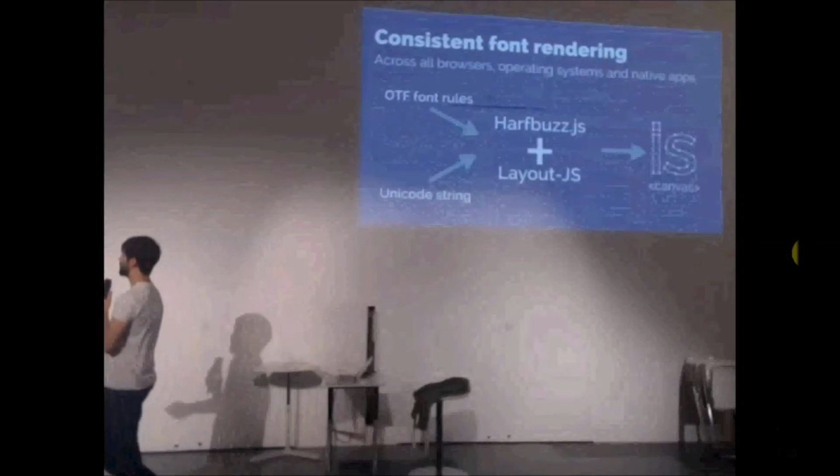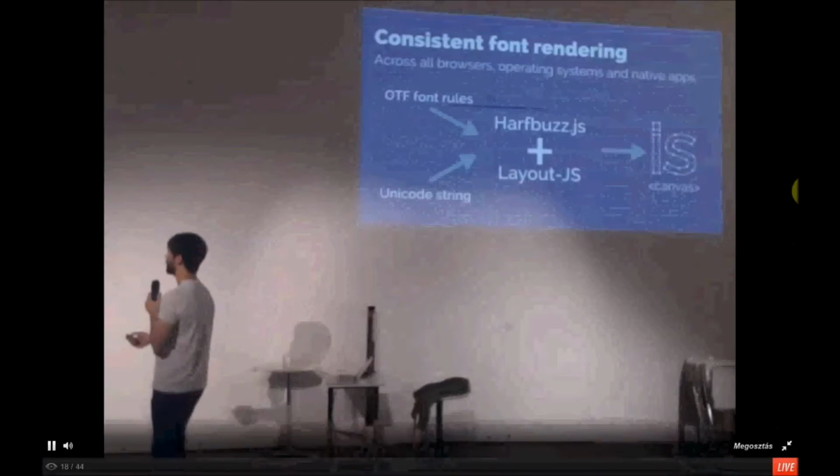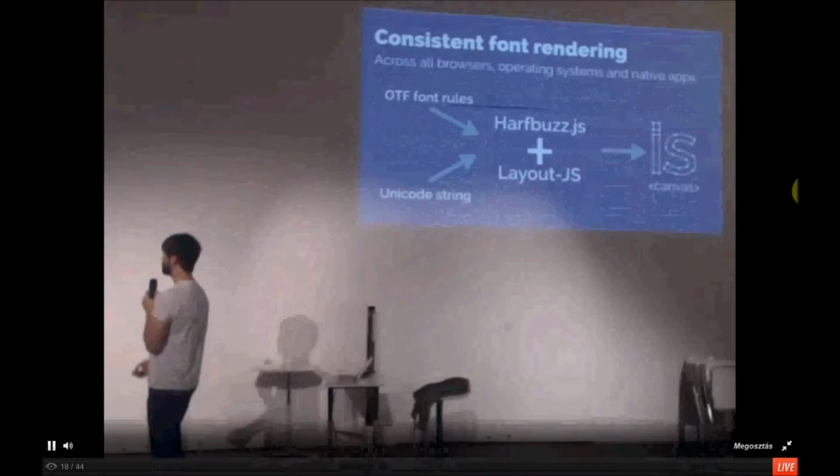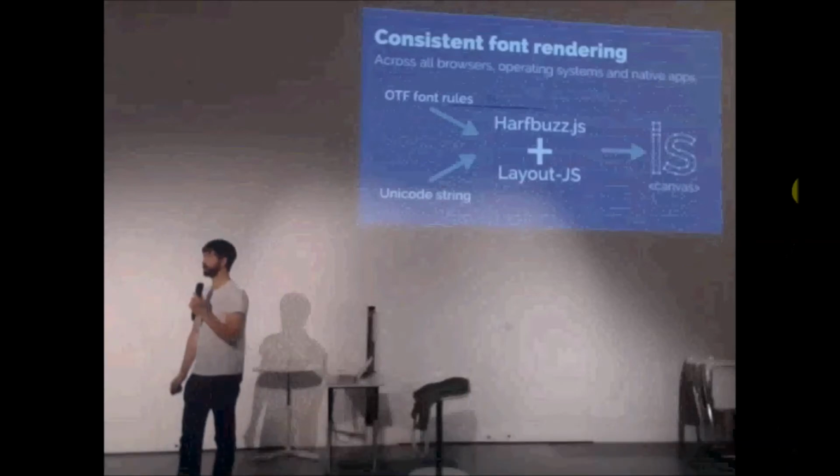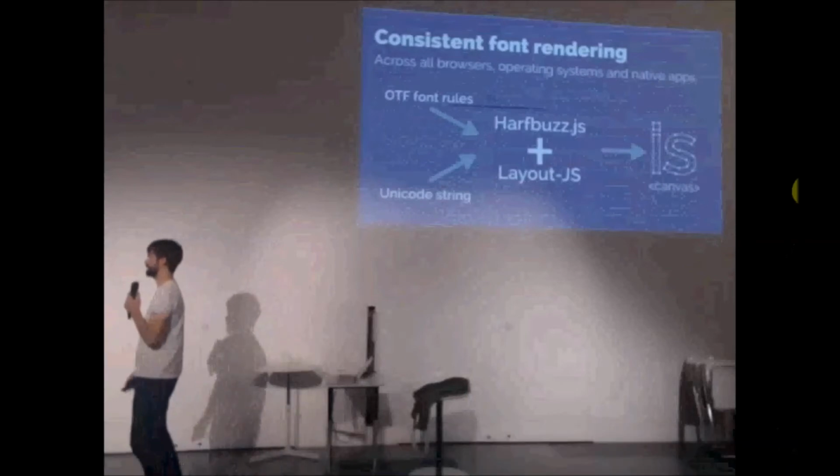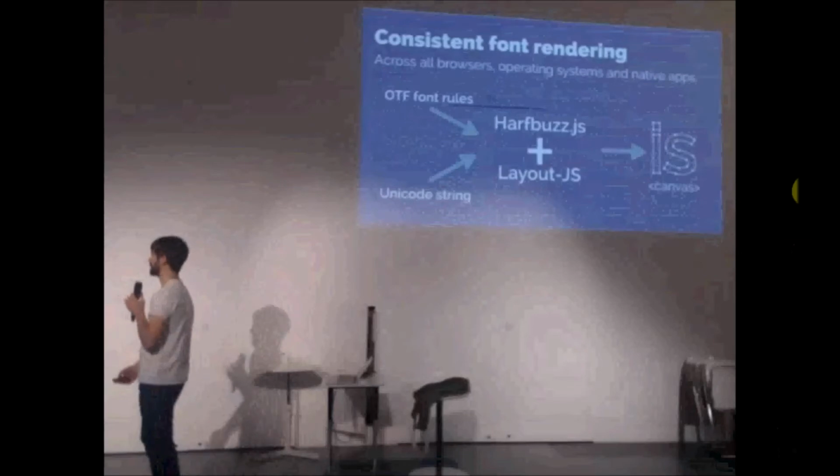So the way it works is we give it a Unicode string, and the rules that we parsed out of the font file are HeartBuzz.js and Layout.js, and it gives us back a bunch of lines and curves, and we render it to canvas, and then we know it will always look exactly the same.